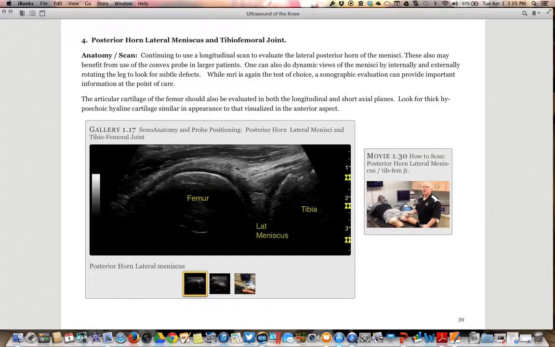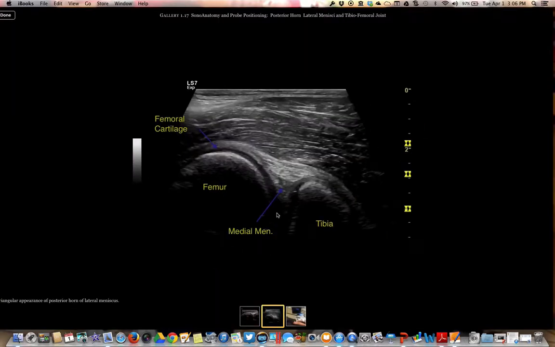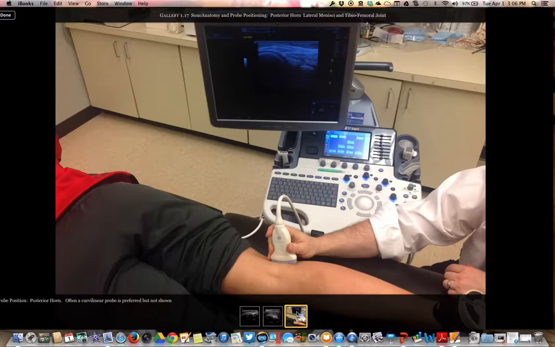Last but not least, we'll look at the posterior horn of the lateral meniscus and the tibiofemoral joint. These are easily seen structures in the back. A curvilinear probe will sometimes give a slightly better view of it. We're looking between the femur and the tibia for the meniscus, which is a triangular shaped structure as depicted here. Again, looking at the triangular shaped structure between the joint and the probe position.